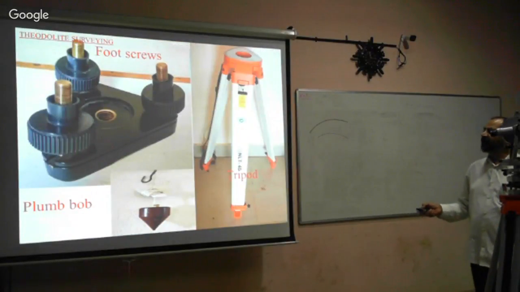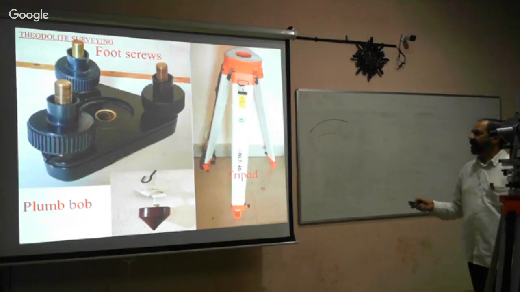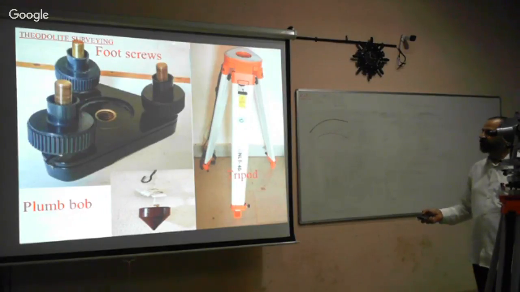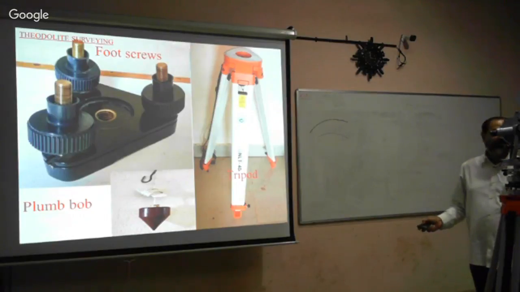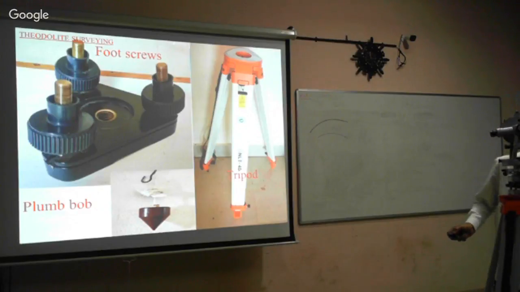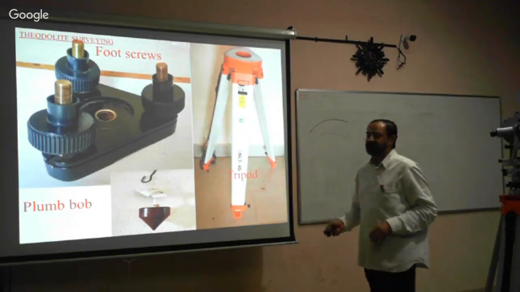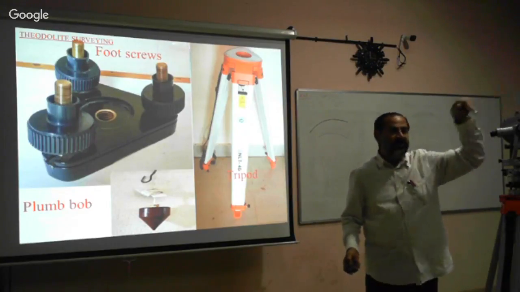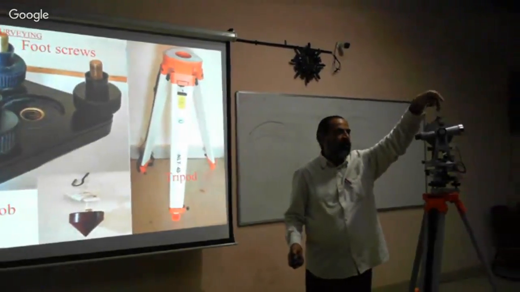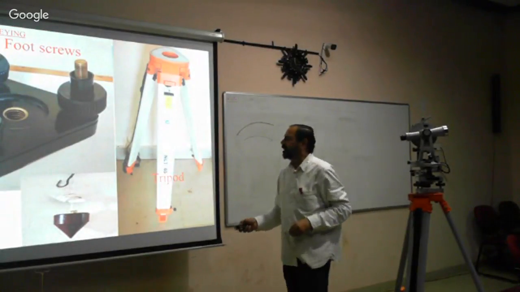Similarly, now this is the arrangement of the leveling head, and this is the tripod. And now this is the plumb bob. For what purpose is it used? It is used for centering the instrument, that is, setting the instrument exactly over the station. That is to transfer, that is the coincidence of the vertical axis and the exact ground point. This process is called centering.